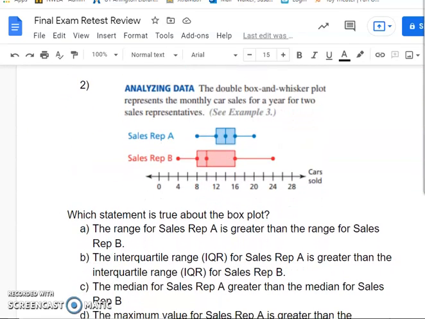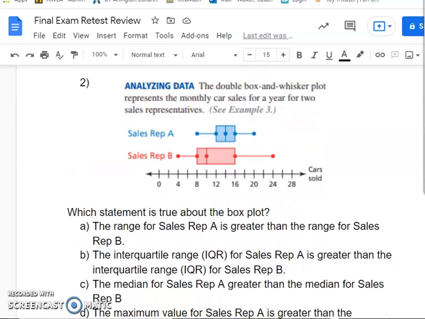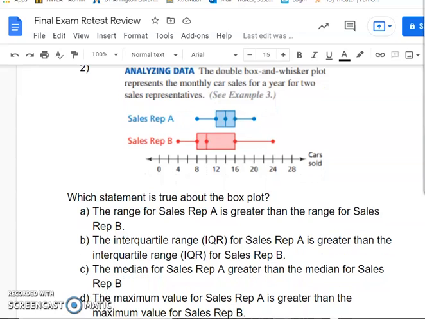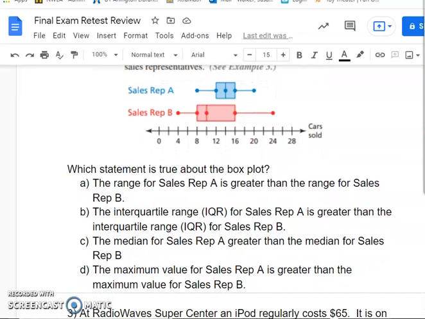Number 2, we had a lot of people miss number 2. So pretty much have this showing. This says the double box and whisker plot represents the monthly car sales for a year for 2 sales reps. So we want to make sure we remember each part.